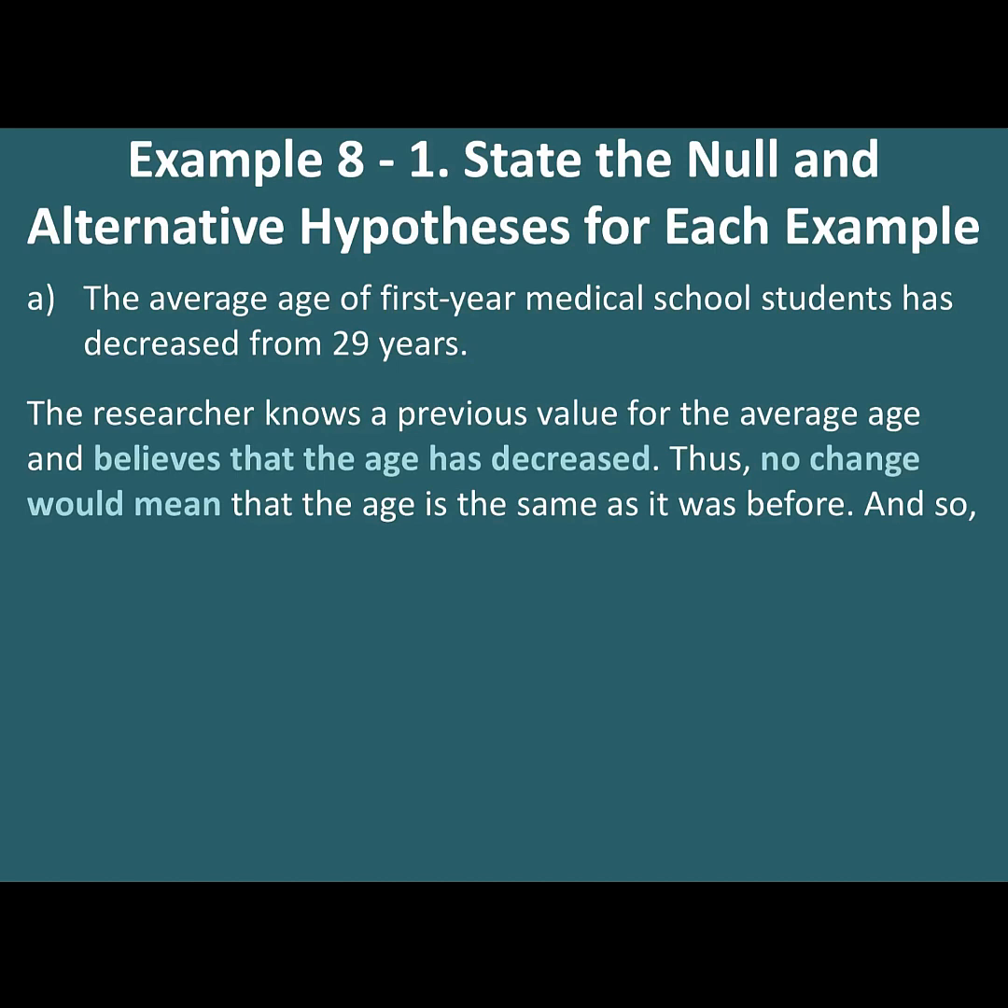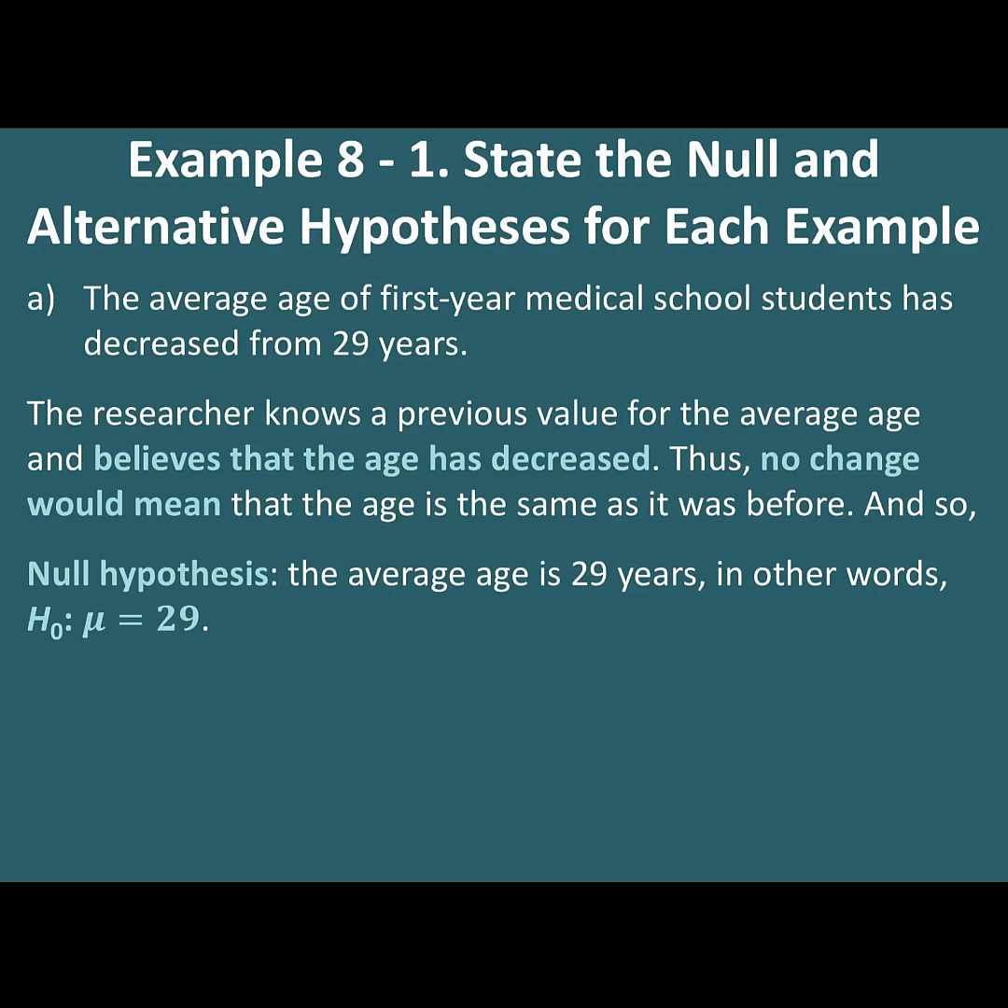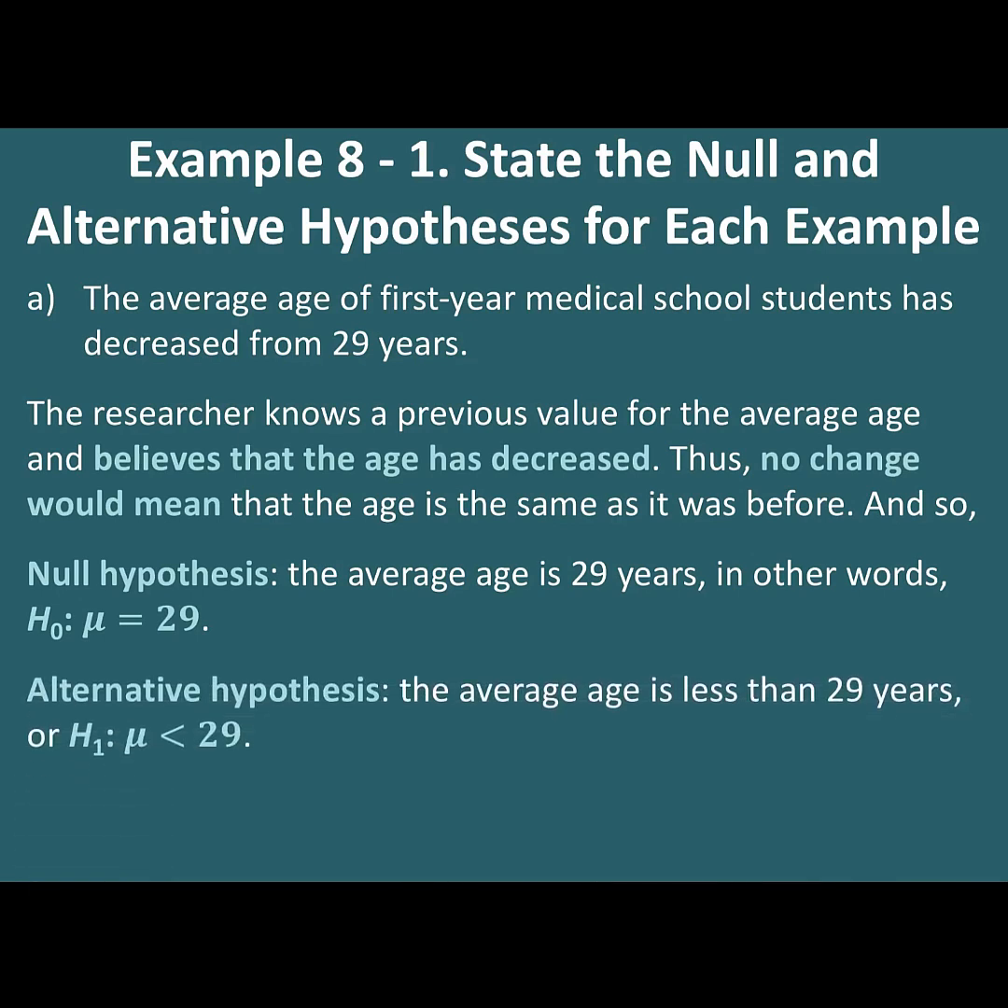The researcher knows a previous value for the average age, but believes that the age has decreased. Thus, no change would mean that the age is the same as it was before. And so the null hypothesis is simply that the average age is still 29 years. In other words, H sub 0 would be mu equals 29. Since this researcher believes that the age has decreased from 29, the alternative hypothesis, H sub 1, would be mu less than 29.